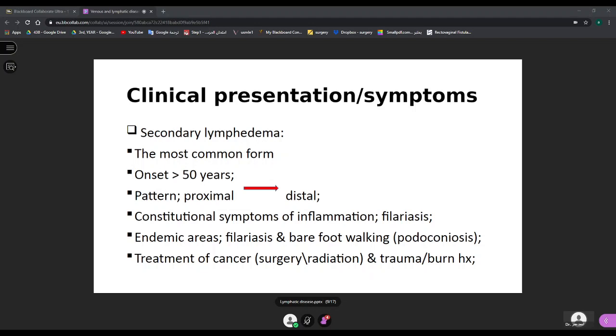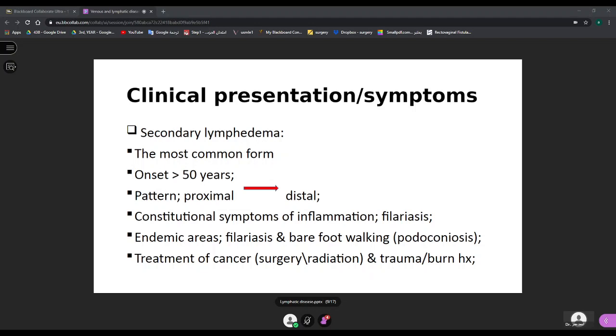Or if the patient has filariasis, then you can find constitutional symptoms of inflammation, like fever, malaise, headaches. And the patient, for example, has had contact with, or lives in, an area which is endemic with the disease.